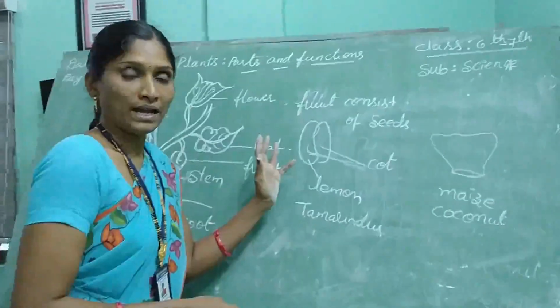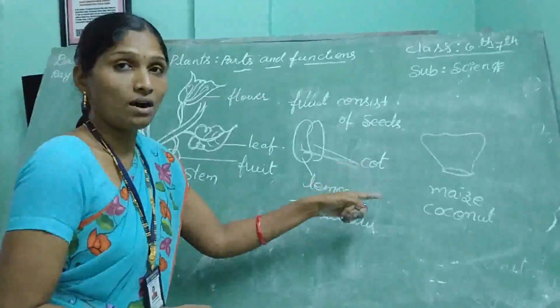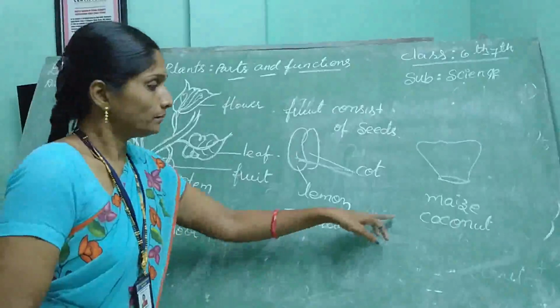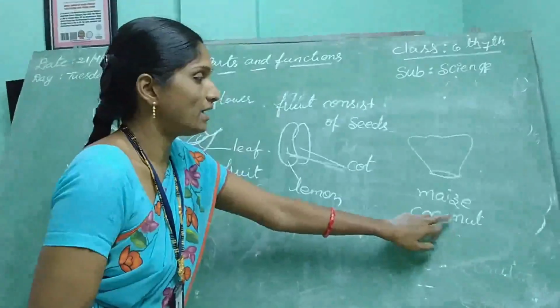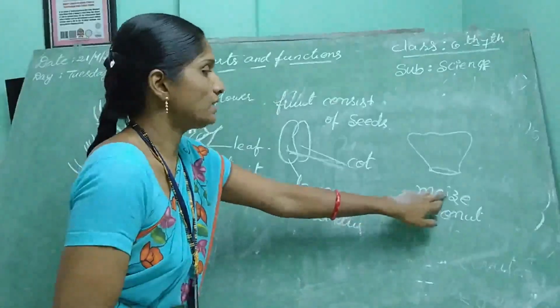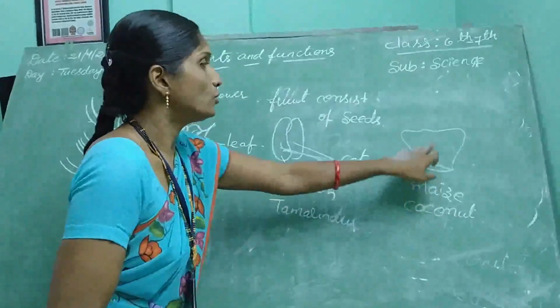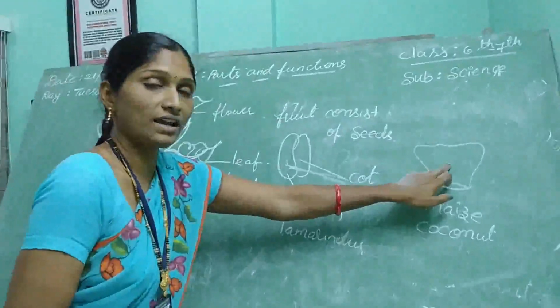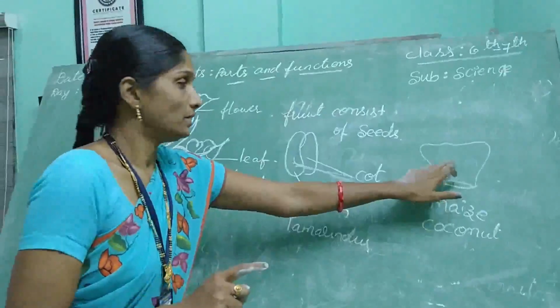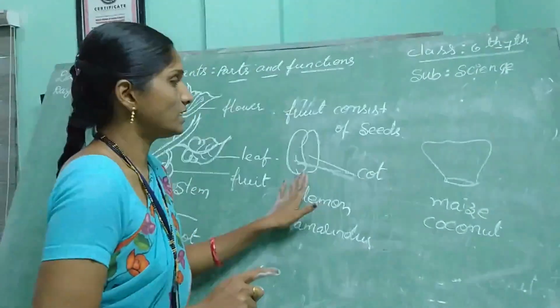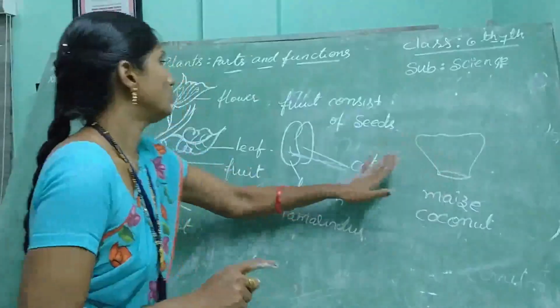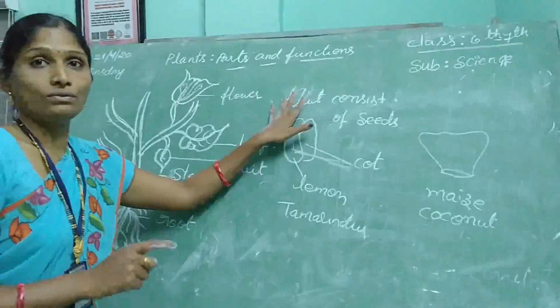The coconut plants have a single cotyledon. You have already seen this. This is the coconut plant and this is maize. Maize and coconut plants have one cotyledon in their structure itself. This is an example of dicotyledonous plant seeds and this is an example of monocotyledonous seeds. Okay. What are the uses of fruits?